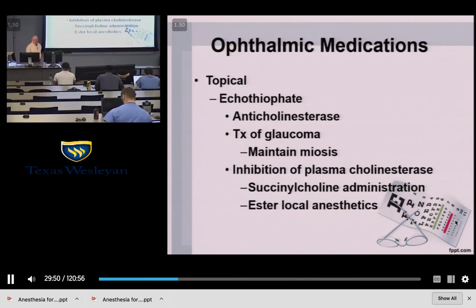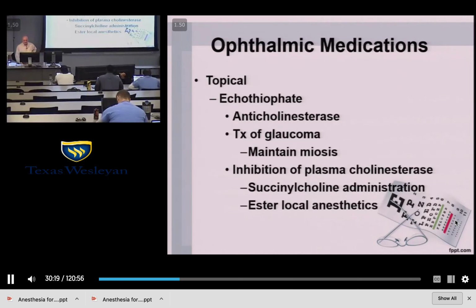Ecothiopate we talked about as well. It's also used in the treatment of glaucoma to maintain miosis, or pupillary constriction. Once again, it inhibits plasma cholinesterase and will prolong succinylcholine, I believe for up to 20 minutes. The risk of postoperative apnea with succinylcholine is not an issue, so it prolongs it up to 20 minutes.